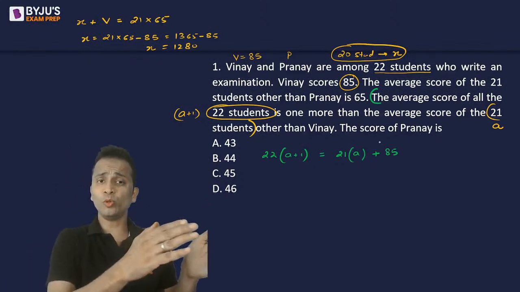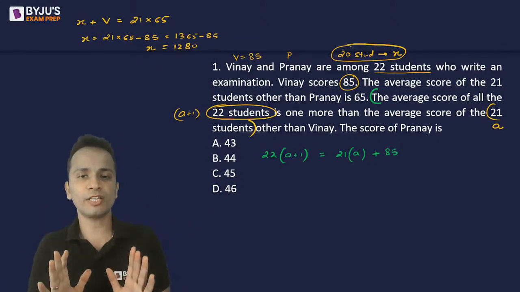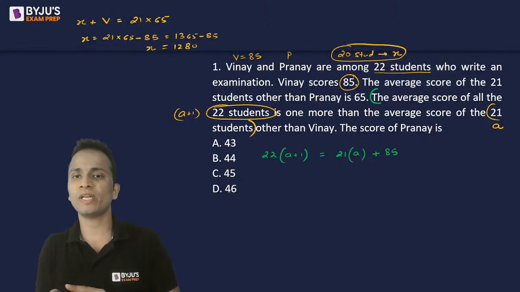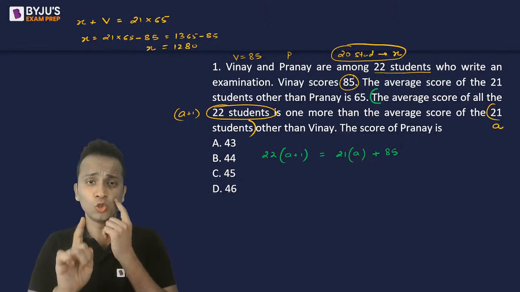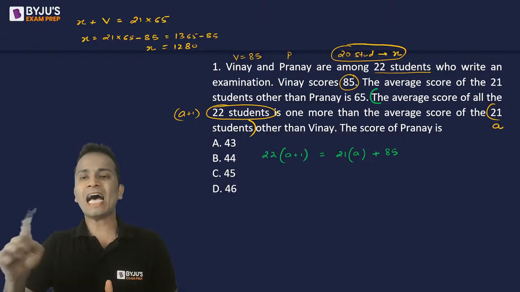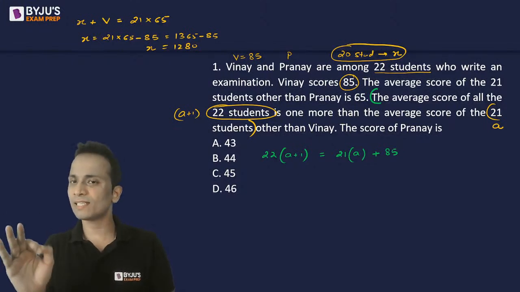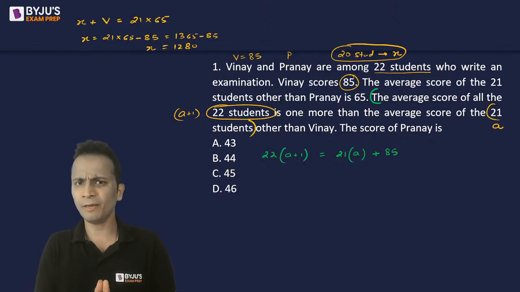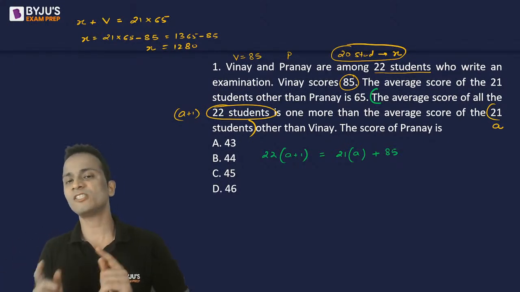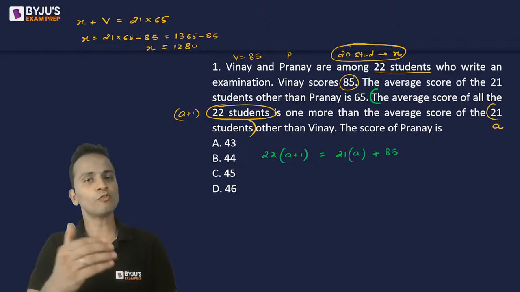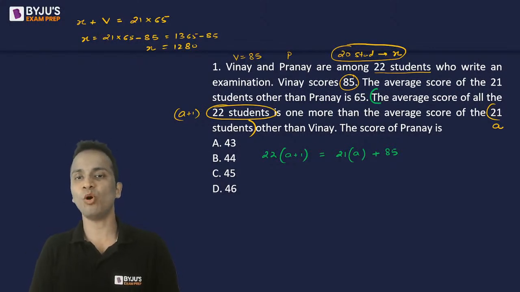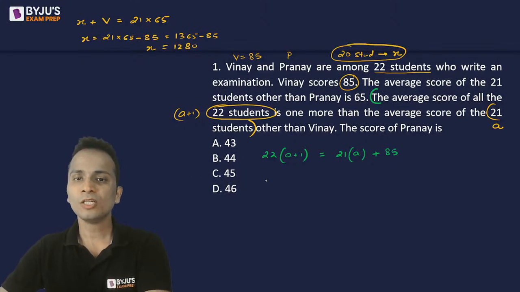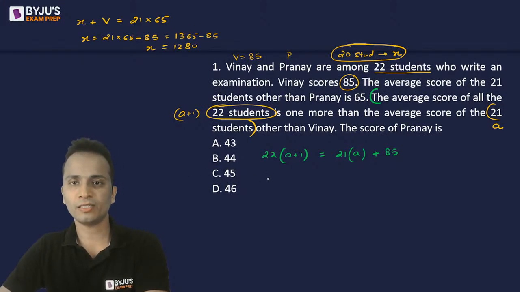So 22 students on one hand, I've got their average, which is A plus 1, using which I've got their sum 22 times A plus 1. The average of 21 students is A, so their sum will be 21 multiplied by A. And I'll add the score of Vinay because Vinay was not considered in these 21 students. So from here, I can find out the value of A. All right. So A का value पता लग जाएगा.